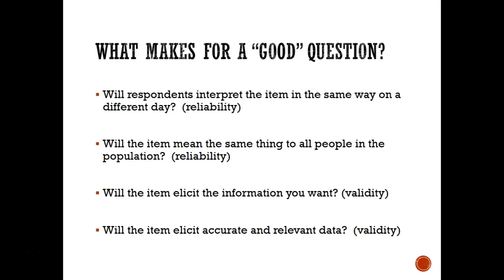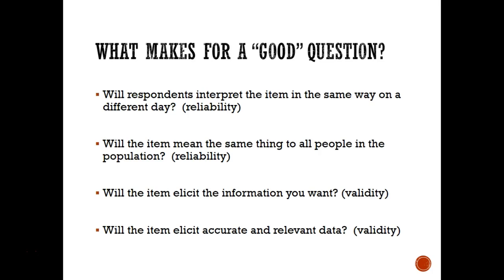So there may be something going on one day that's not happening the next, but is the question still going to mean the same thing? The second one is, is the item going to mean the same thing to all people in the population? So will a question mean something different to a junior or a senior in college versus a first year or a second year student in college? Are these things reliable throughout the entire time that a student is in college? That's a question that we'd ask around determining whether or not something is reliable.